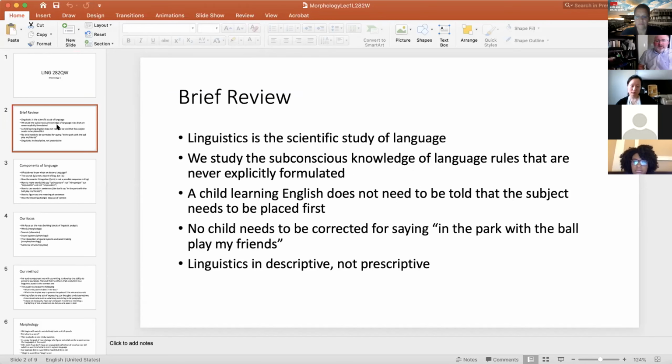So what is linguistics? Linguistics is the scientific study of language, and the precise object of our study is the subconscious knowledge of language rules that are never explicitly formulated. So here I'd like Bettina to ask not the third question, but the fourth question about what linguists do.